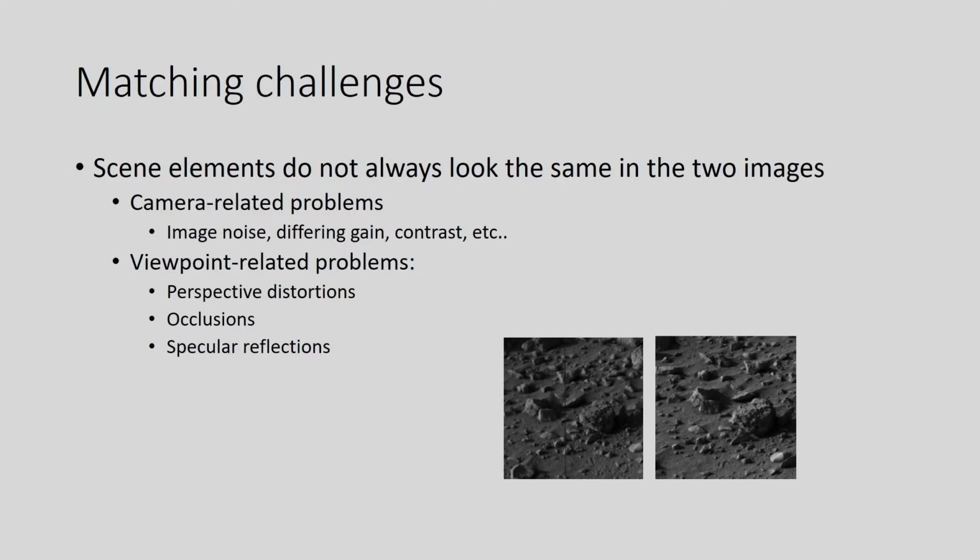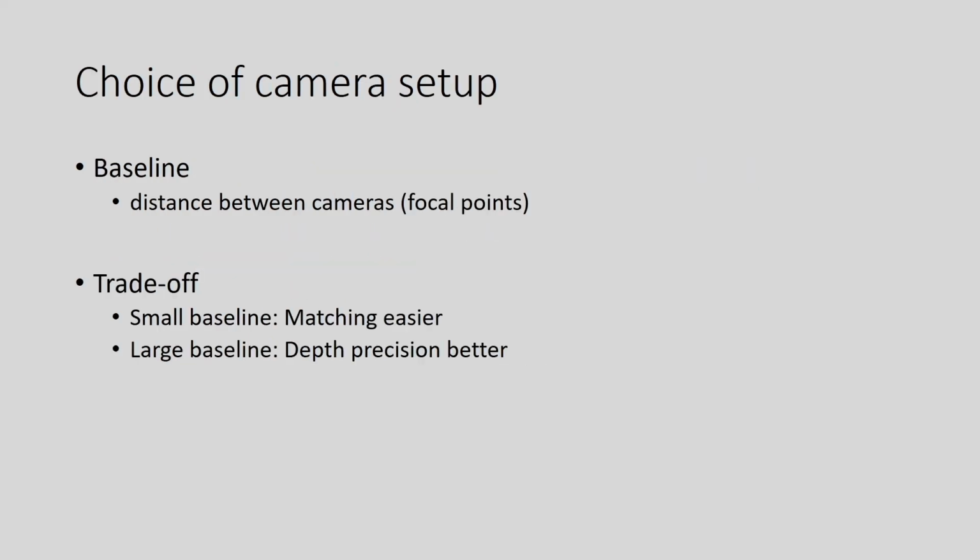Now, there are many challenges for matching. Some challenges like image noise, differing gain of the cameras, the contrast, and also some constraints like the perspective distortions, occlusions, specular reflections. So, these challenges I am going to discuss one by one. And in this case, the choice of camera setup is very important.